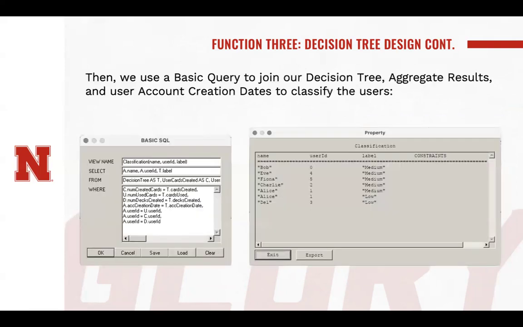And this is an example of how we implement it in MLPQ. We use the aggregate queries that we used in function 2 here, along with the decision tree, in order to output the classifications for all the users. For our sample data, we had 6 users, and here are those classifications.